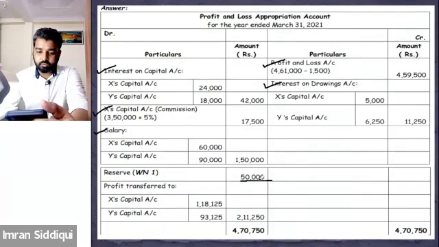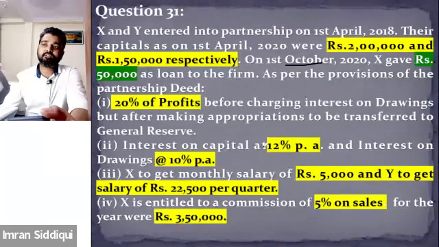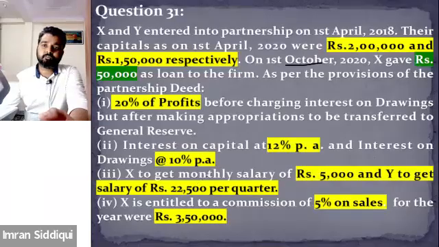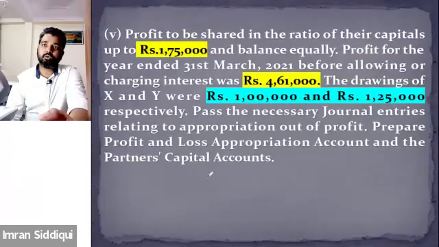Okay. Just tell me the amount of drawings for X and Y. The amount of drawing is 1 lakh and 1,25,000 respectively, right? Yes. And the rate of interest on drawing, is this given in the question? Yes. So interest on drawing is 10% per annum. So first of all, we will calculate 10% of 1 lakh. It will be 10,000, right?